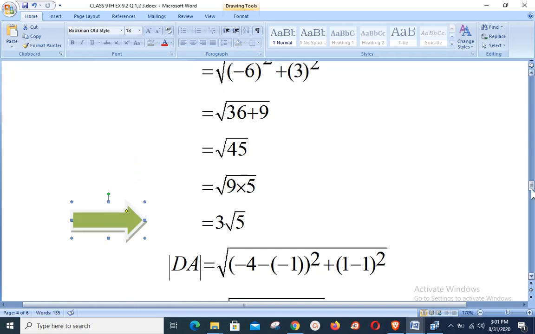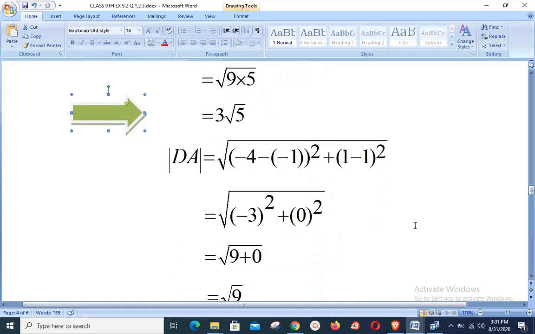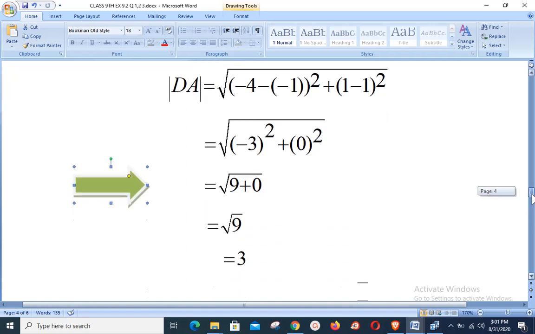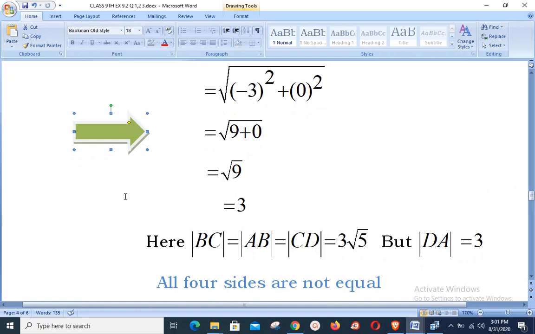Next, we are calculating distance between points D and A, that is distance DA, using the same rule. Looking at the values, minus 4 minus into minus 1 whole square plus 1 minus 1 whole square, we obtain in the next step minus 3 whole square plus 0 whole square. Square of minus 3 is 9, whereas square of 0 remains 0. So we have 9 plus 0 inside the root, that is root of 9. That is clearly equal to 3.